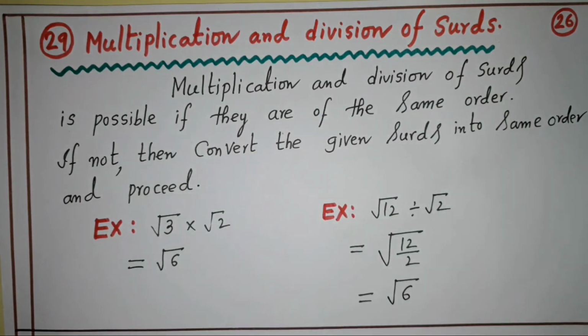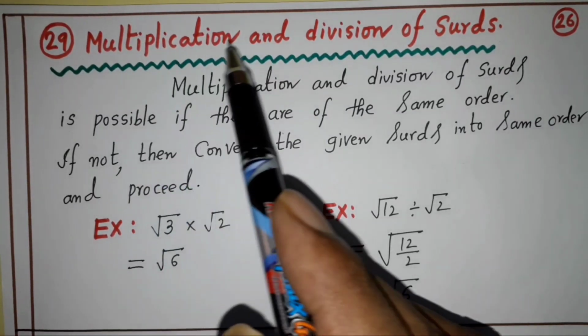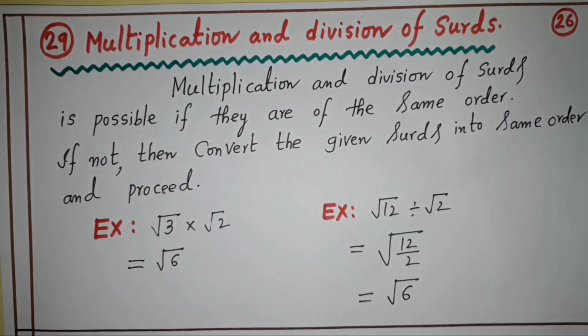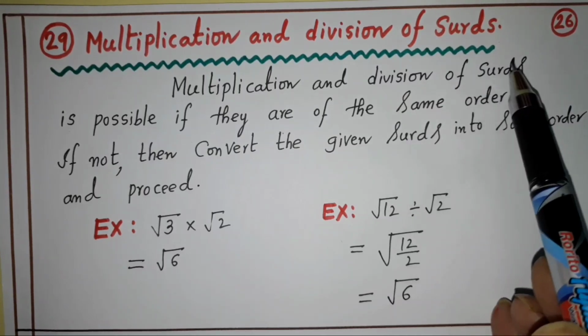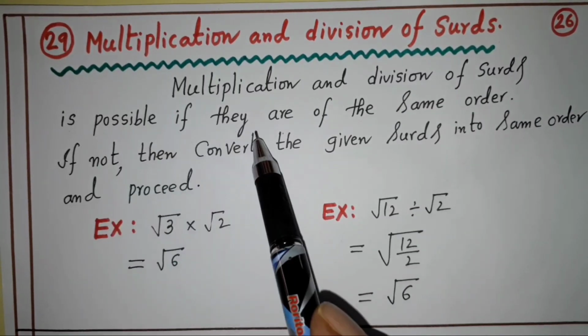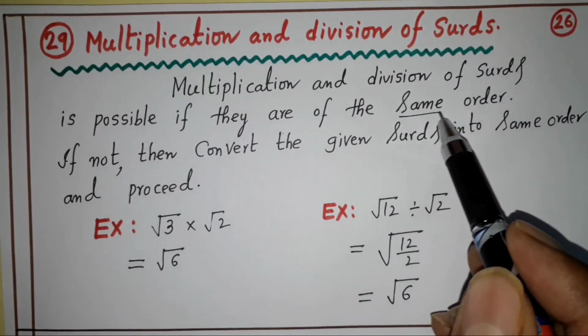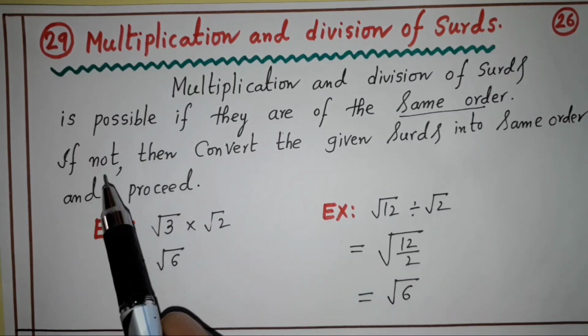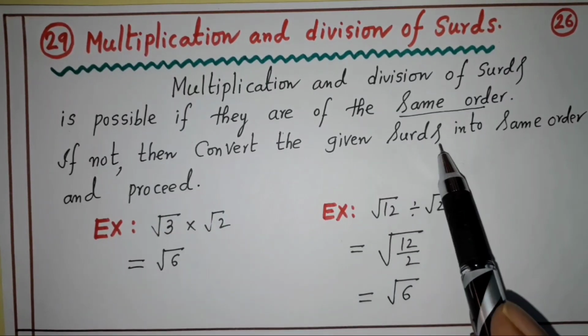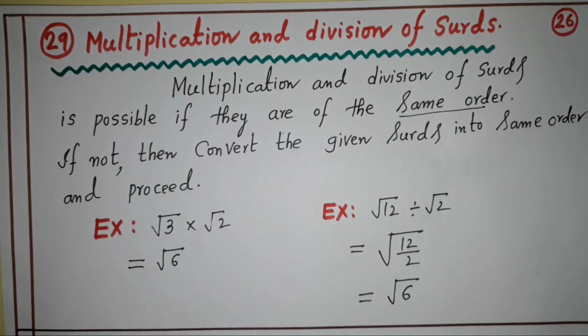Now we see the next operations on surds, multiplication and division of surds. Let us see what the rule for multiplications and divisions of surds. Multiplication and division of surds is possible if they are of the same order. That means if the given surds are with the same order, then only we can multiply and divide. If not, then convert the given surds into same order and proceed.